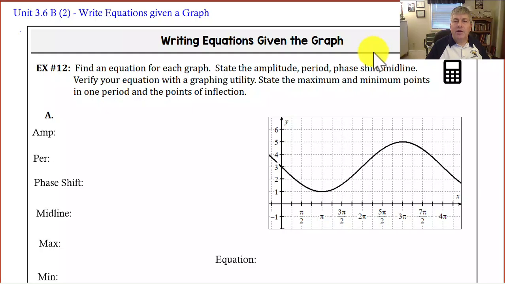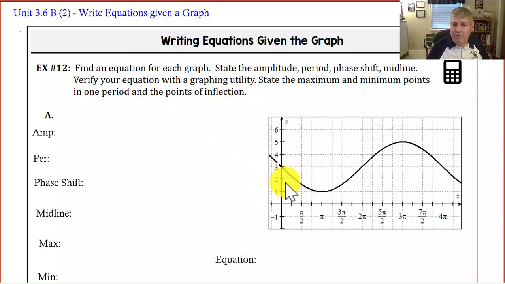Welcome back. The objective of this video is to write an equation of a sinusoidal function given its graph. So here in example 12, it says find the equation for each graph, state the amplitude, period, phase shift, midline, verify your equation with your graphing utility, so you'll need your graphing calculator and we'll do that. State the maximum and minimum points in one period and the points of inflection.